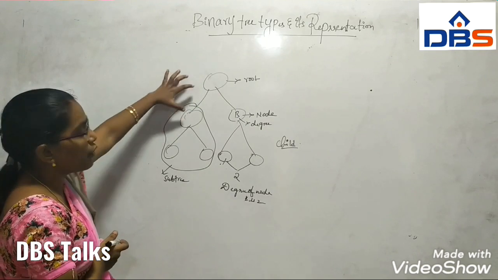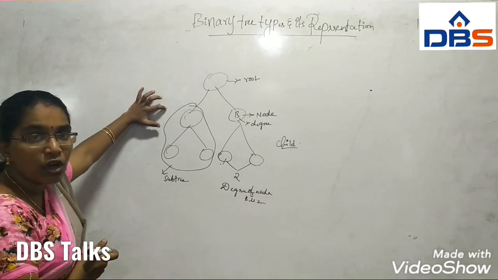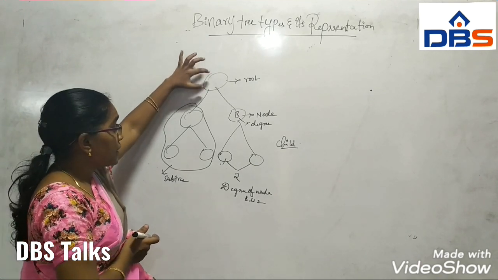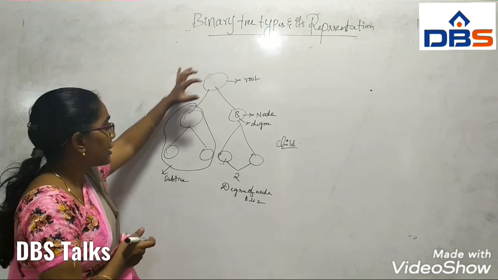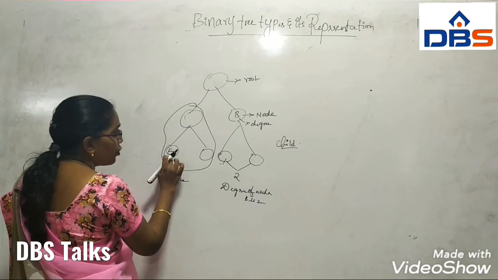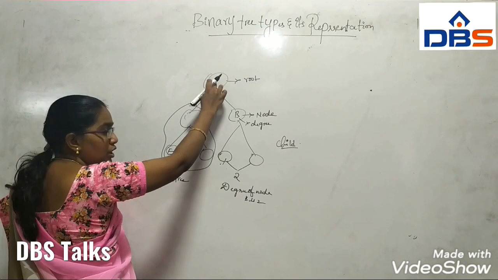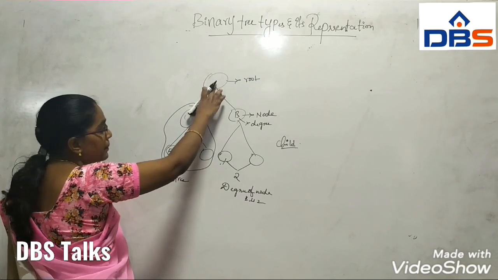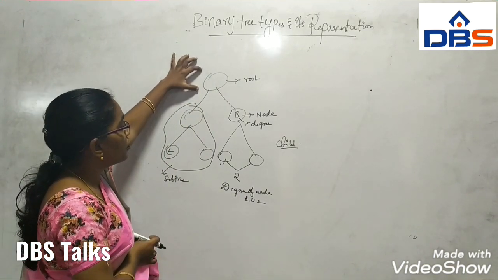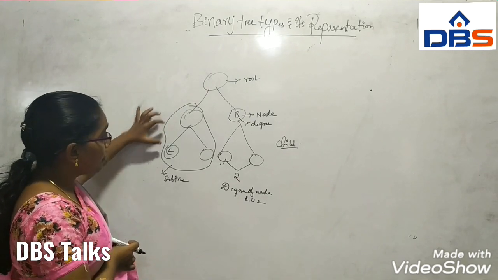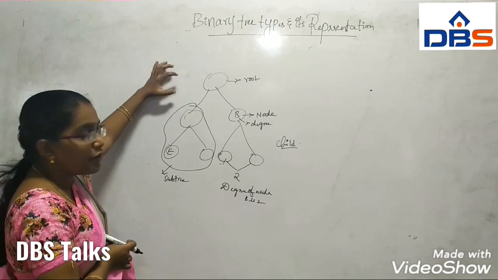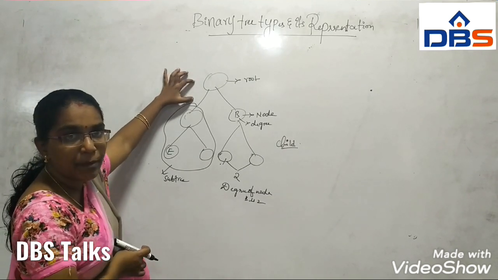Then what is the path from the root node to the destination node? We have to calculate the number of edges from the root node to the destination node, and that gives the path. If you want to find the depth of a particular node, suppose node E, from that node you calculate the number of edges to the root node. If you want to find the height of a tree, from the root to the leaf nodes we find the longest path, and from that we find the height of the tree.